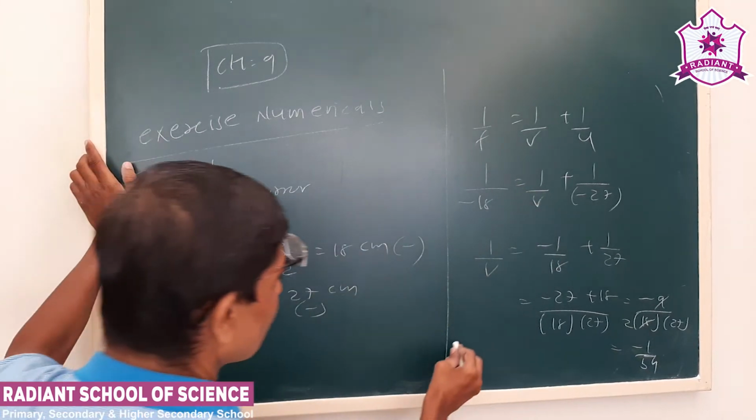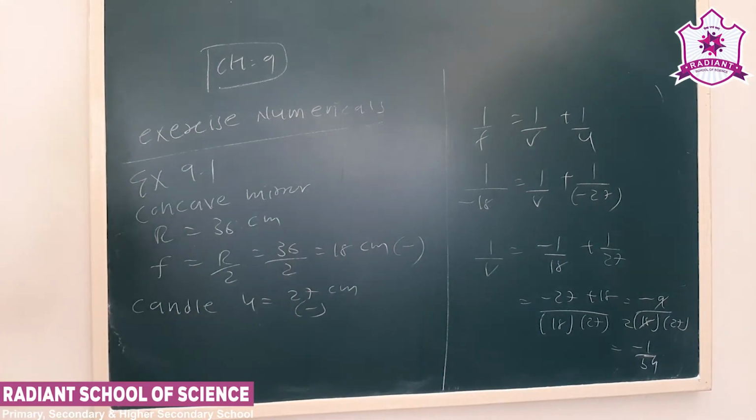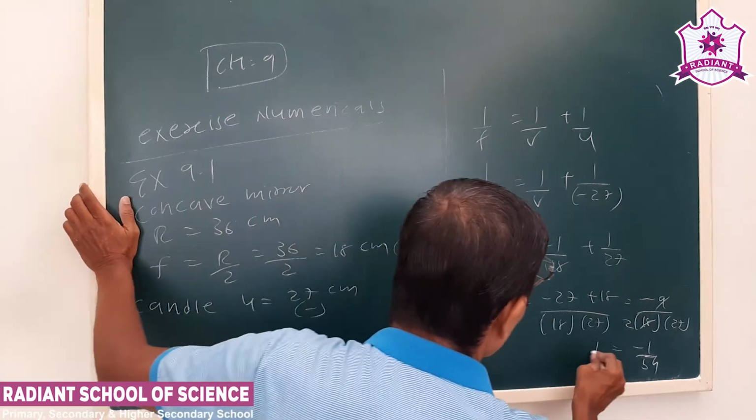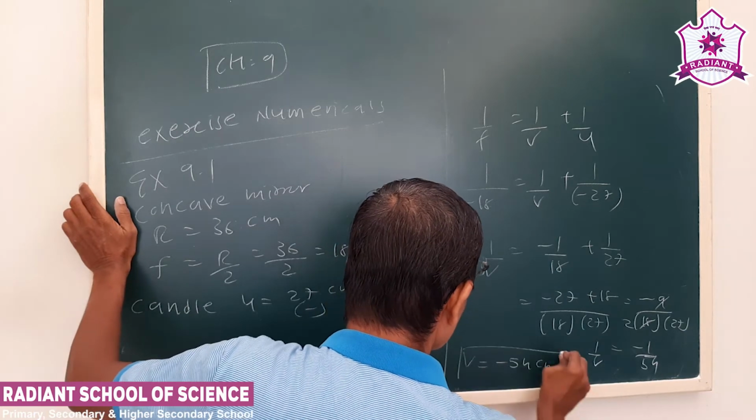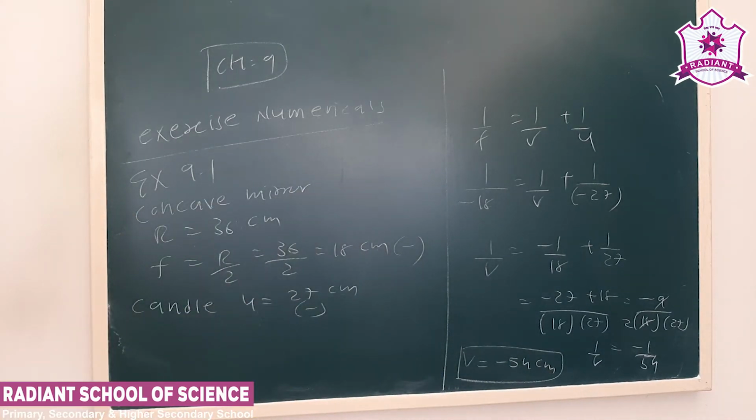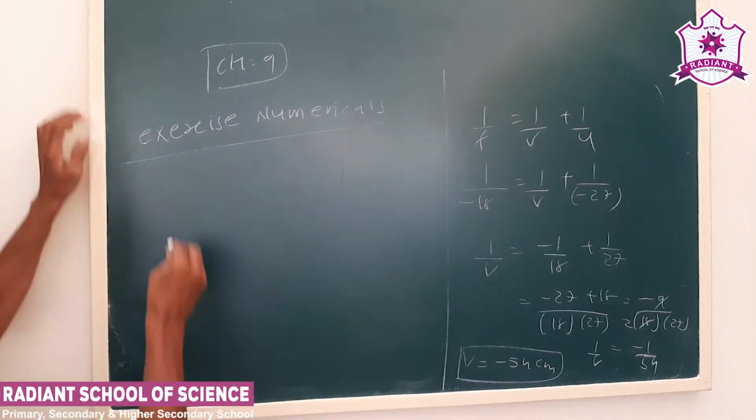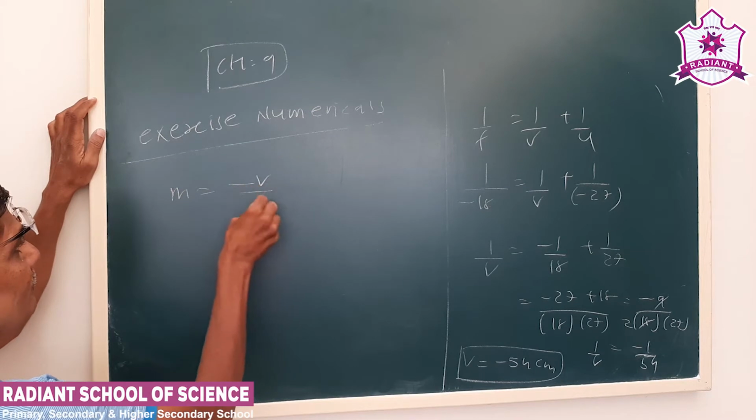Okay, so the image distance is 1 upon v. v is minus 54 centimeter. Okay, this is how we can obtain the image distance. Now see the magnification. See the formula of magnification: m is equal to minus v by u.